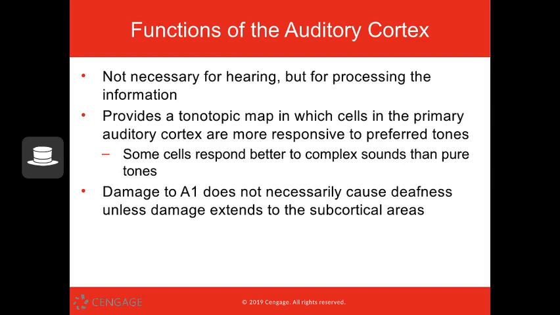So a tone is like a beep, like a doo, right? That is a pure tone. But if I were playing that same note on a guitar or a piano, right, then that would be a more complex sound. So damage to A1 doesn't necessarily cause deafness unless damage extends to the subcortical areas. So you might see issues with the auditory processing, but it wouldn't be cortical deafness.